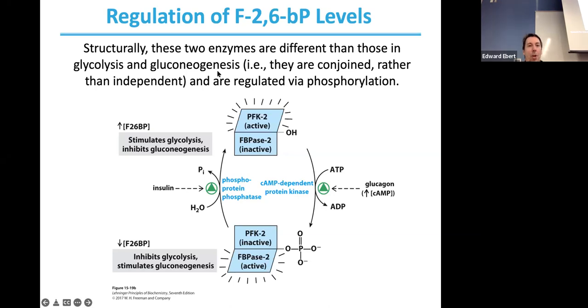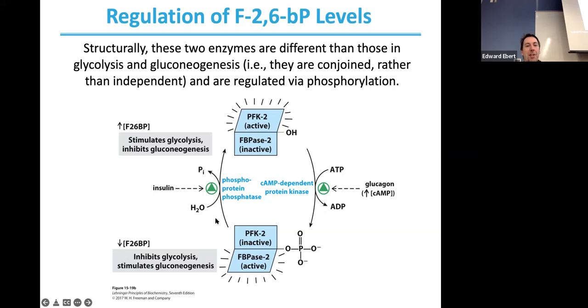So when I have high levels of fructose 2,6-bisphosphate, that will stimulate glycolysis and inhibit gluconeogenesis. We have this PFK2 that becomes active and FBPase2, which is inactive. So it's really, we could call it the same enzyme with two effects, or two attached enzymes, okay? When we see insulin released, it indicates glucose. We want to promote glycolysis because we have lots of glucose in there.